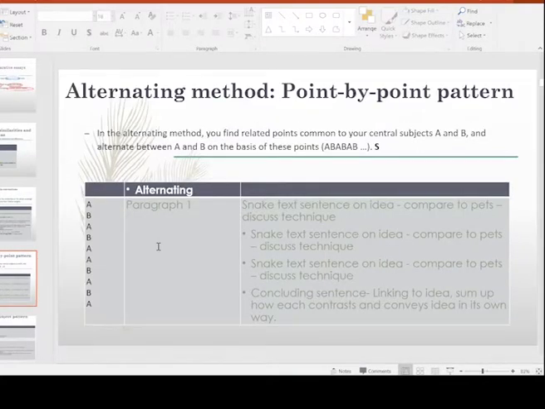So there's two different ways you can do a comparative essay and a comparative response. You can do alternating. So you can say a point about text 1 and a point about text 2, point about text 1, point about text 2.